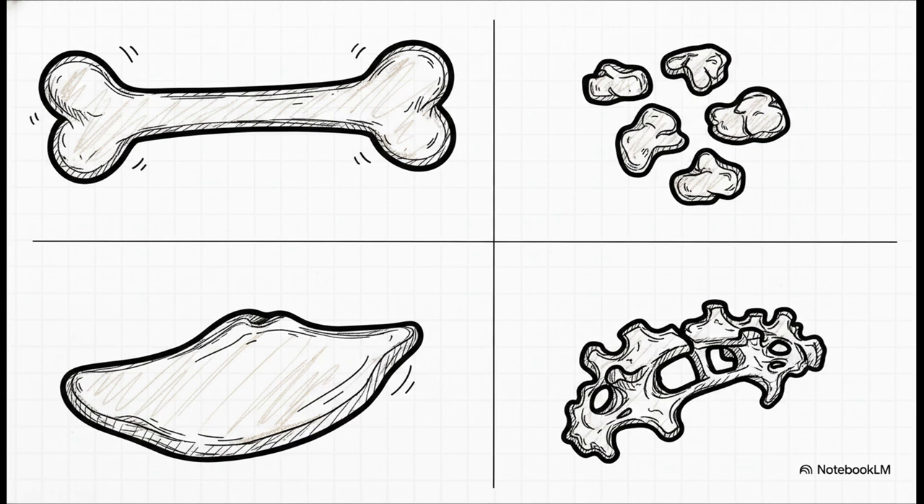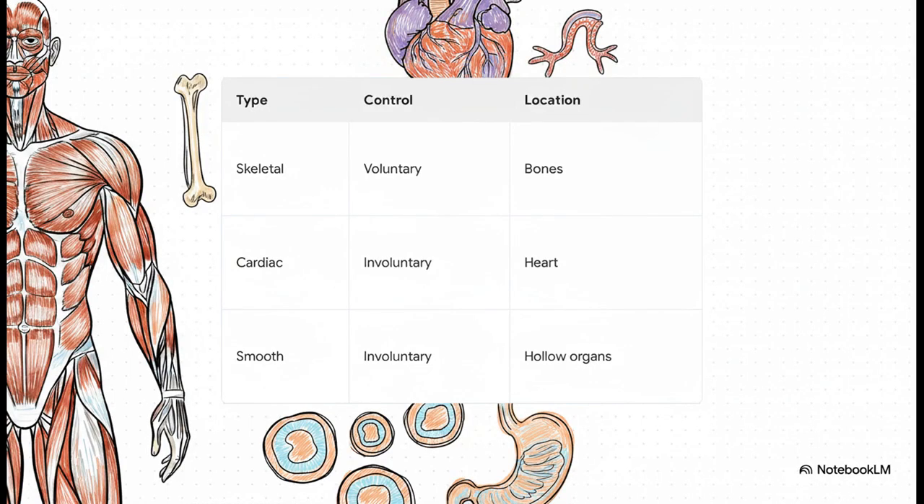Then there are flat bones, like the skull and sternum, which are basically your body's protective shields. And finally, irregular bones, like the incredibly intricate vertebrae that guard your spinal cord. Draping right over that skeleton is your muscular system. This accounts for about 40% of a person's total body weight, with over 700 named muscles.